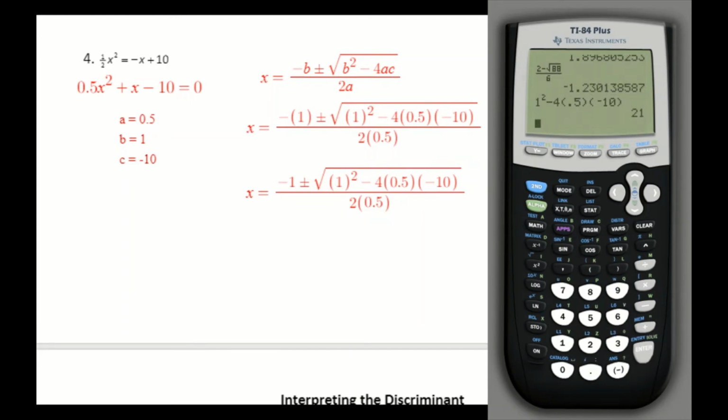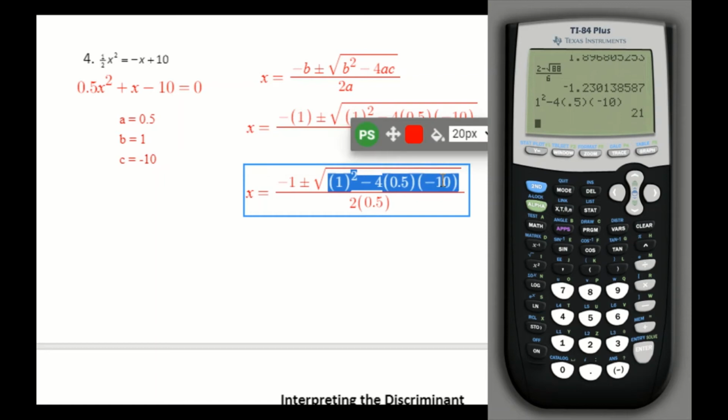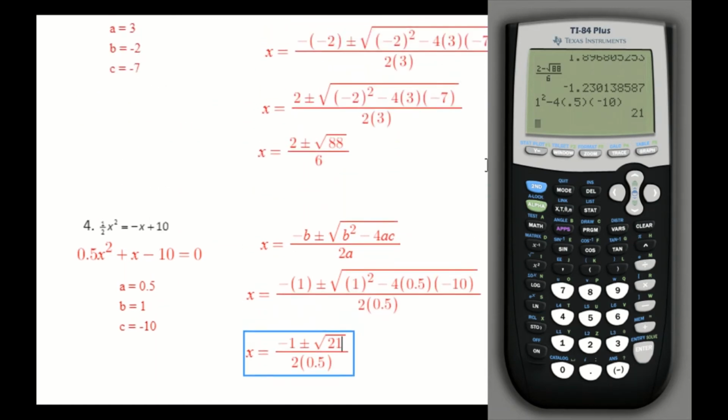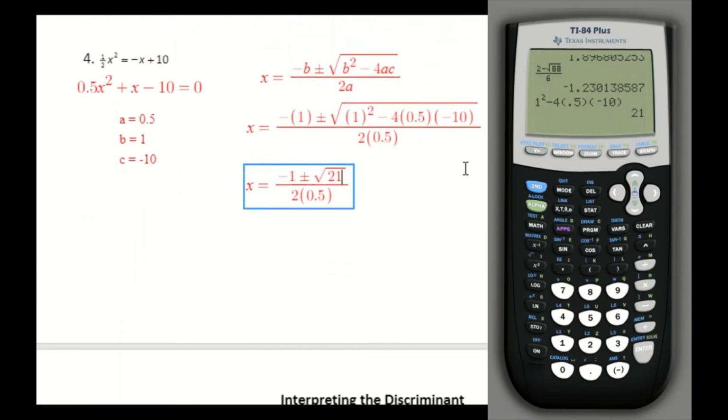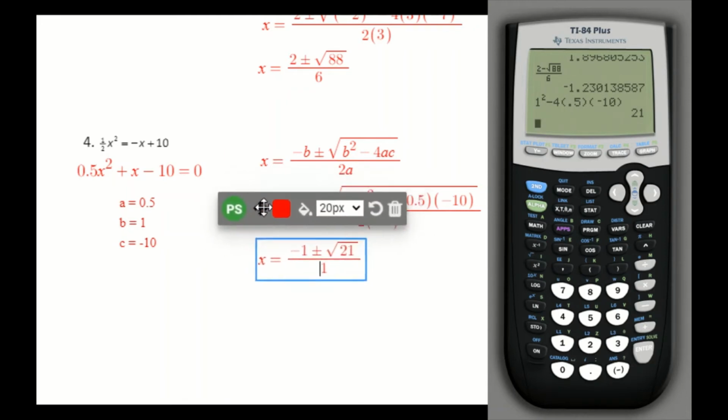And we get 21. Okay, so 21 is not a perfect square. So we just got to know that this is going to end up being decimals, kind of like the last one, which is not a big deal. 2 times 0.5, half of 2 is 1, so we get 1. All right, so we've got our two solutions ready to go.